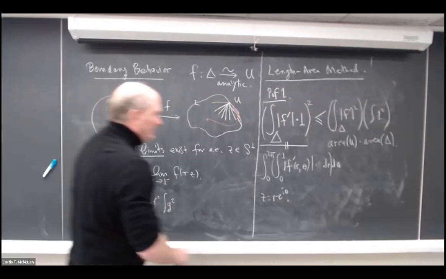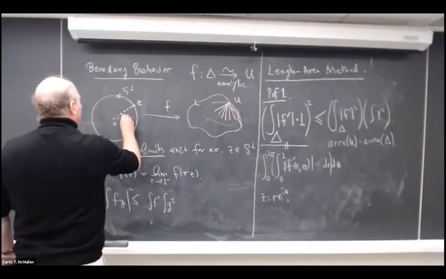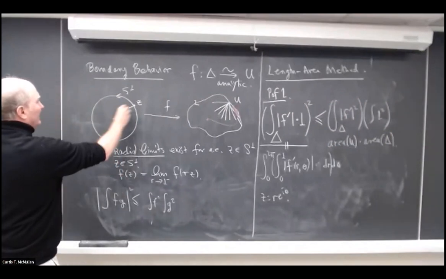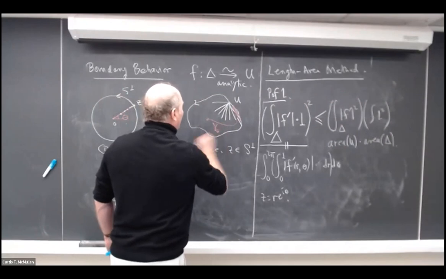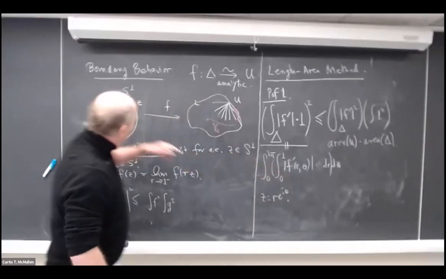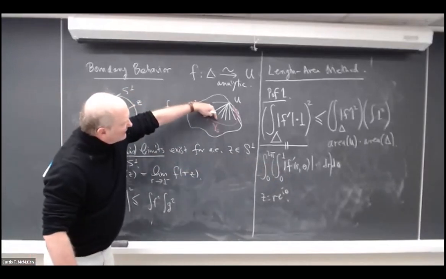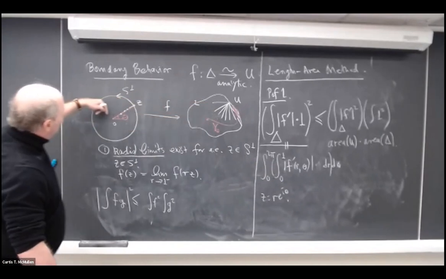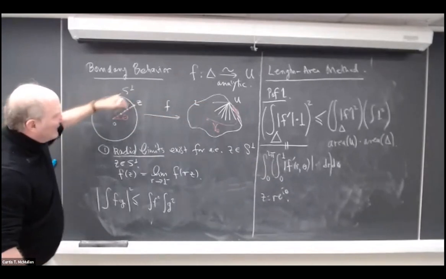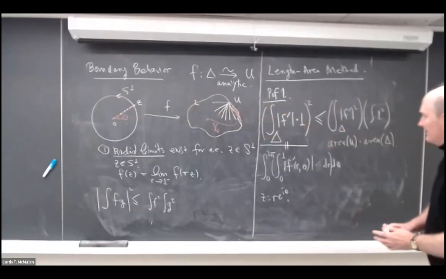Well, if this is the value of theta here, and if the image of this radius is this arc gamma theta here, when you integrate f prime along this arc, you just get the length of this arc, right? This image arc is parameterized by this one, and f prime tells you the speed of the parameterization.